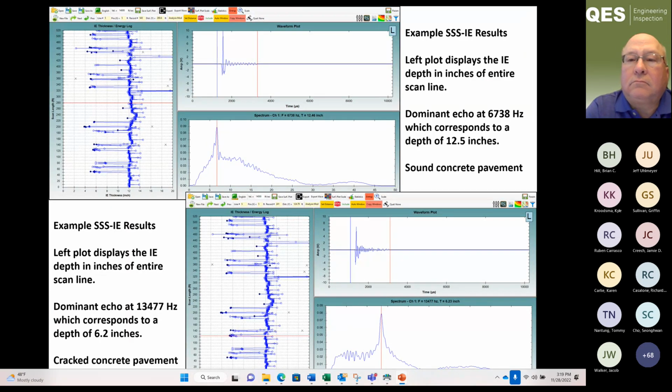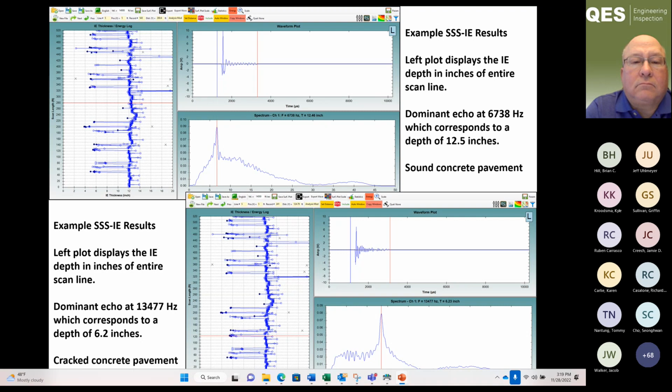This is kind of two different examples of the data from that project. Because it was concrete pavement, we ran impact echo only. The top plot, you can look at the frequency plot, and that's the key measurement here. In that top plot, we get a frequency of about 6,700 hertz. That corresponds to a pavement thickness of about 12.5 inches.